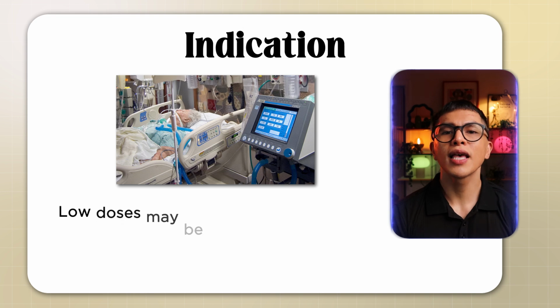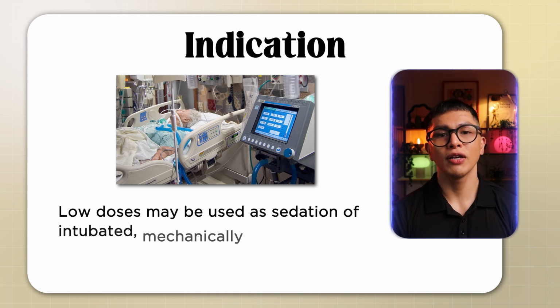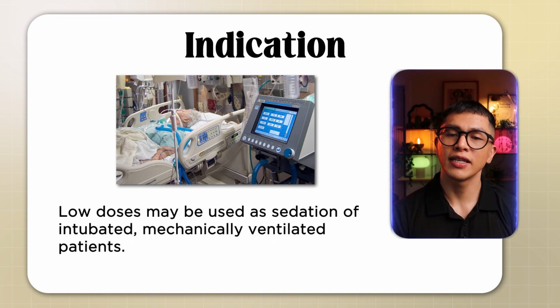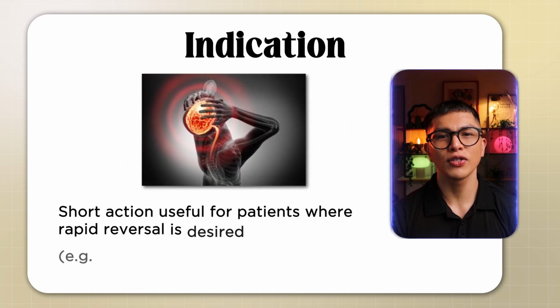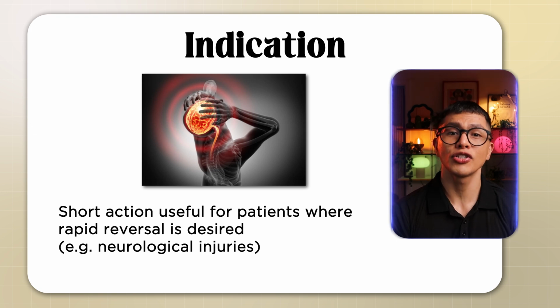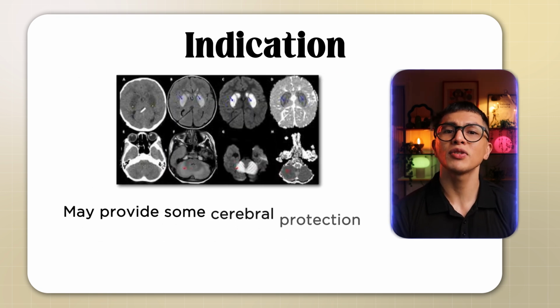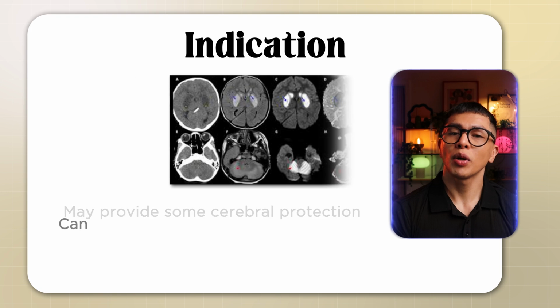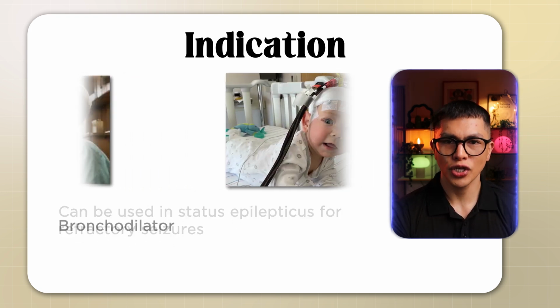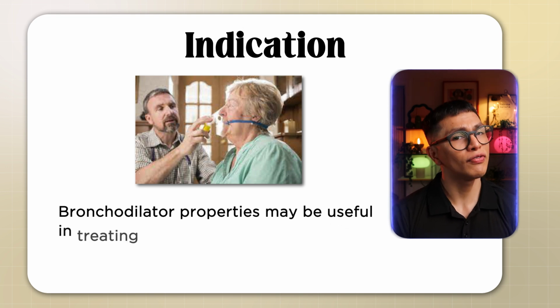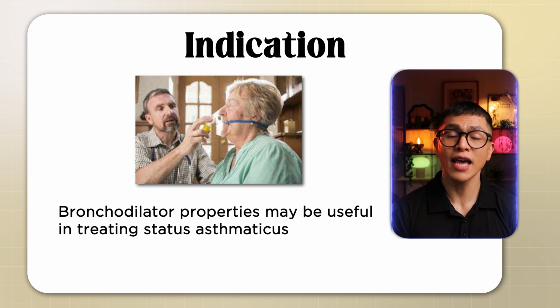Why do we give Propofol? It is a short-acting general anesthetic agent. Low doses may be used for sedation of intubated, mechanically ventilated patients. Its short action is useful for patients where rapid reversal is desired, for example neurological injuries. It may provide some cerebral protection as well. Propofol can be used for status epilepticus in refractory seizures. Bronchodilator properties of Propofol may be useful in treating status asthmaticus.